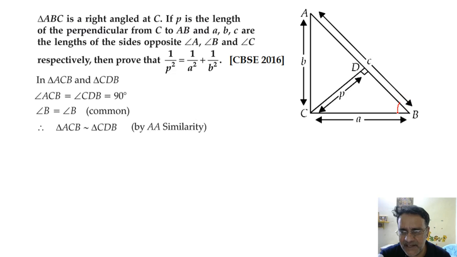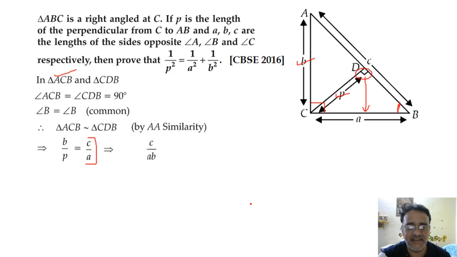Now you tell me the opposite side of angle B for both the triangles. First triangle: CD. Full triangle: AC. Okay, and second triangle: p. Right. Now you tell me the angle opposite to 90 degrees. First triangle: C. And second triangle: A. Right. So what we are going to get, b upon p is equal to c upon a. This is clear? Because corresponding sides of similar triangles are proportional.